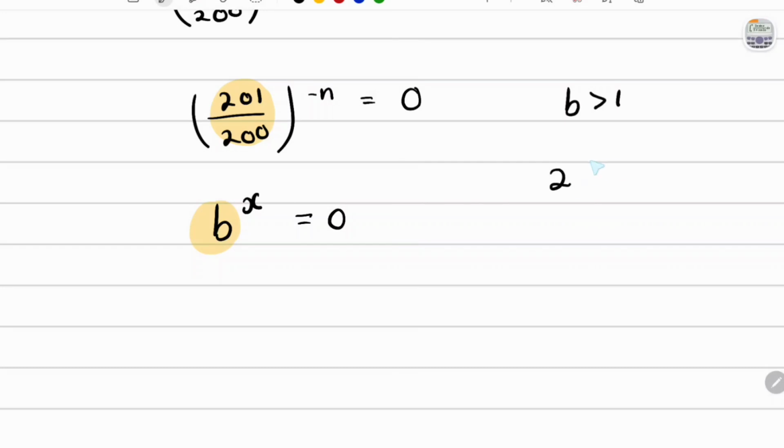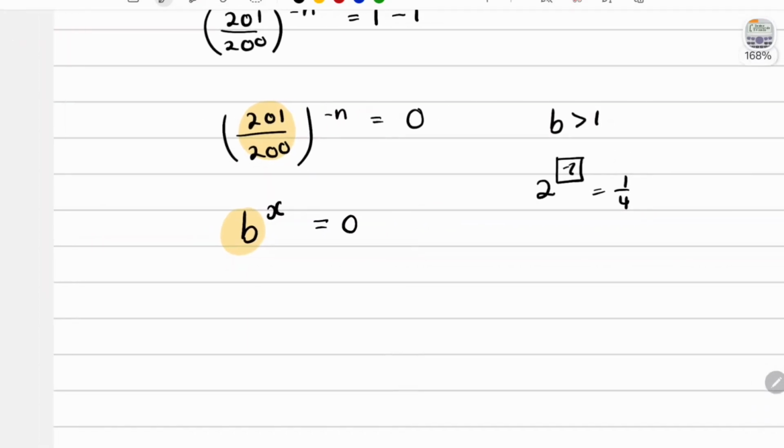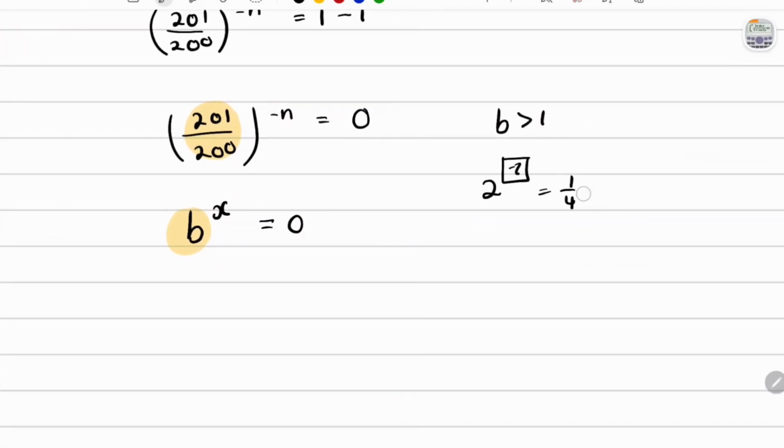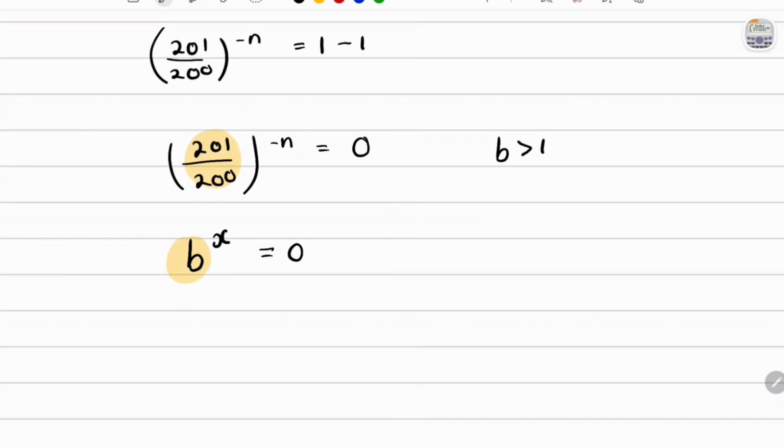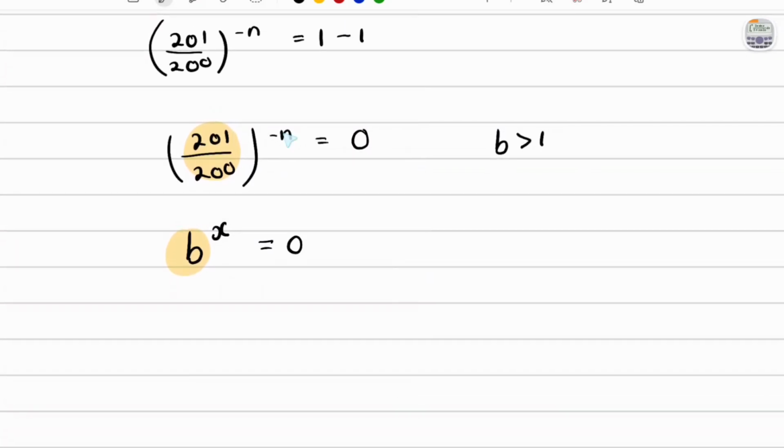So, for example, if you said 2 to the power of a specific number, is it ever going to give you 0? Never. Even if you use a negative number, even if I say 2 to the power of negative 1, it's going to give me a half, which is a positive number. 2 to the power of negative 2, it's going to give me 1 over 4, which is also a positive number. So we're going to have to look at this differently. It doesn't have a solution, but we can also look at it from this angle.